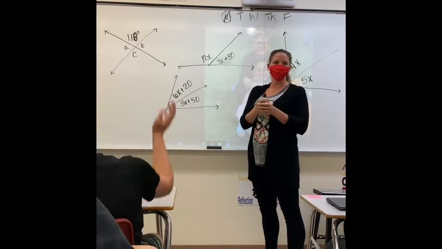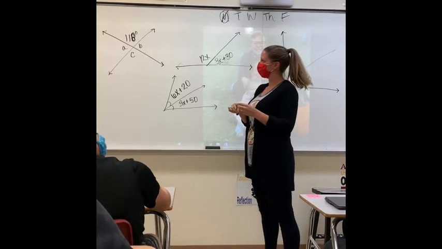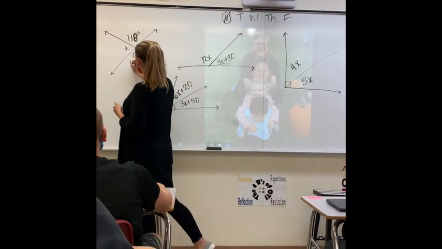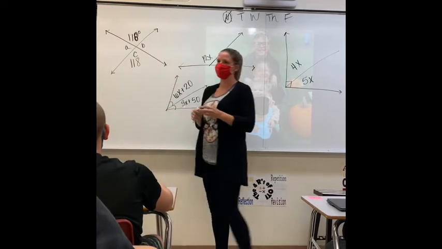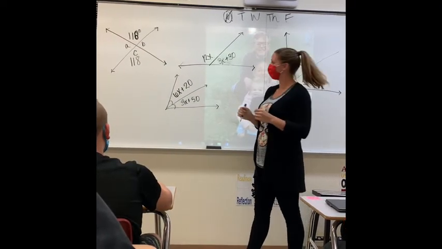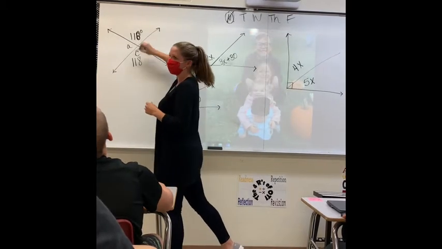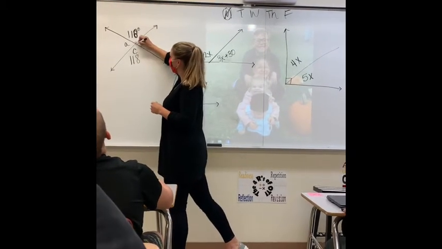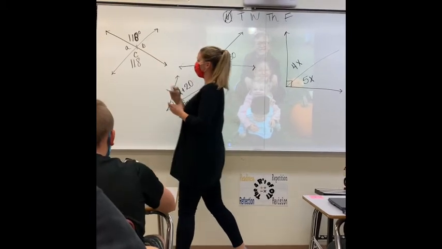C. What is C? 118. Who can tell me what types of angles those are? Vertical. So these two are vertical. They're across from each other. They're equal. When you have an X here, you can put an equal sign.